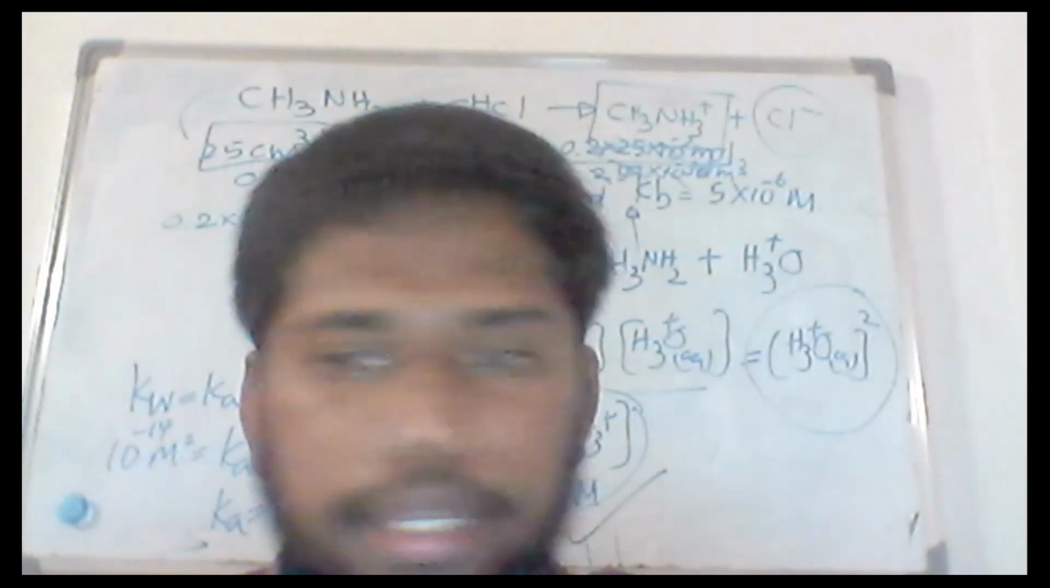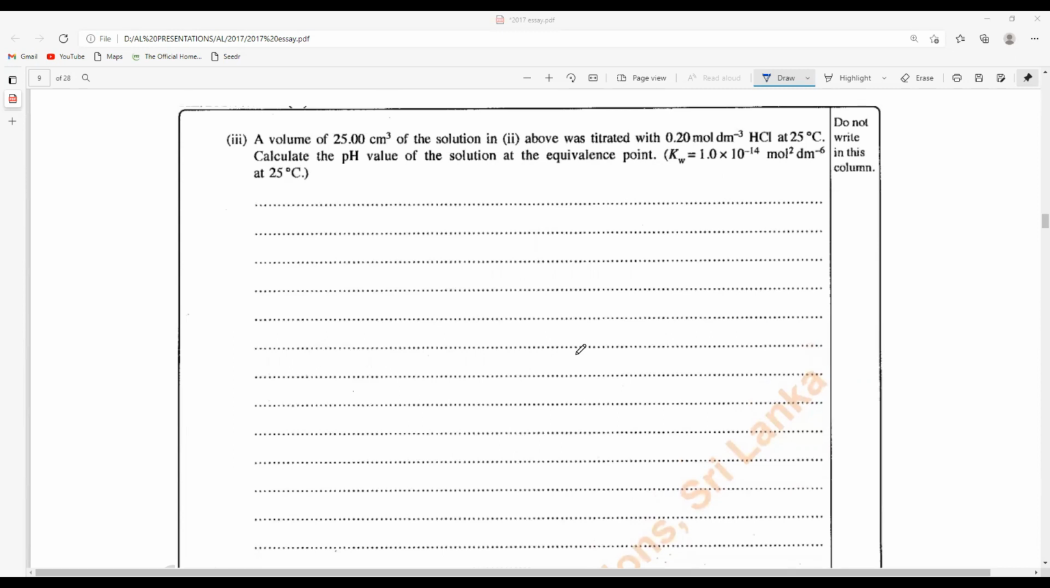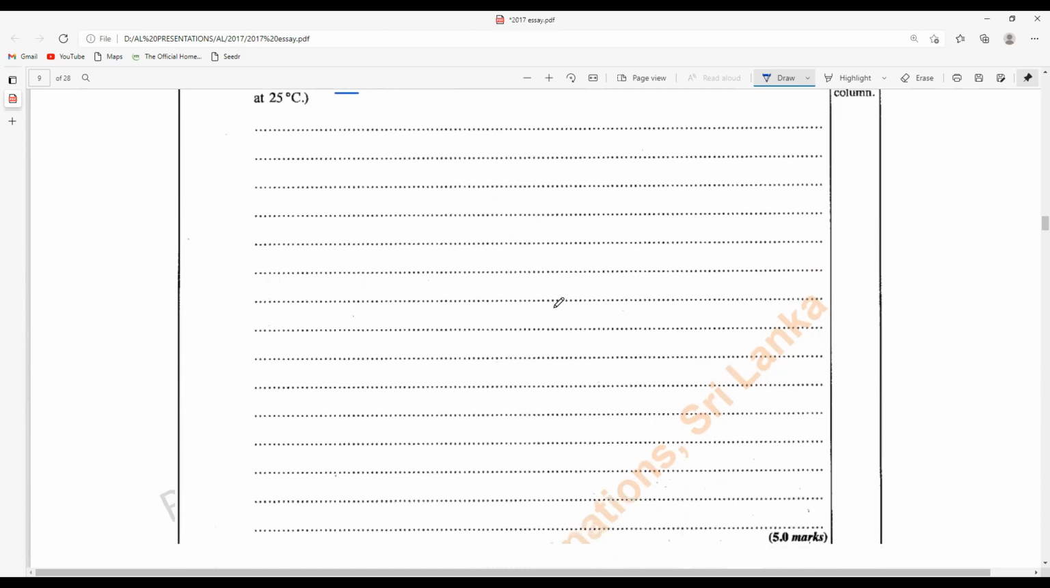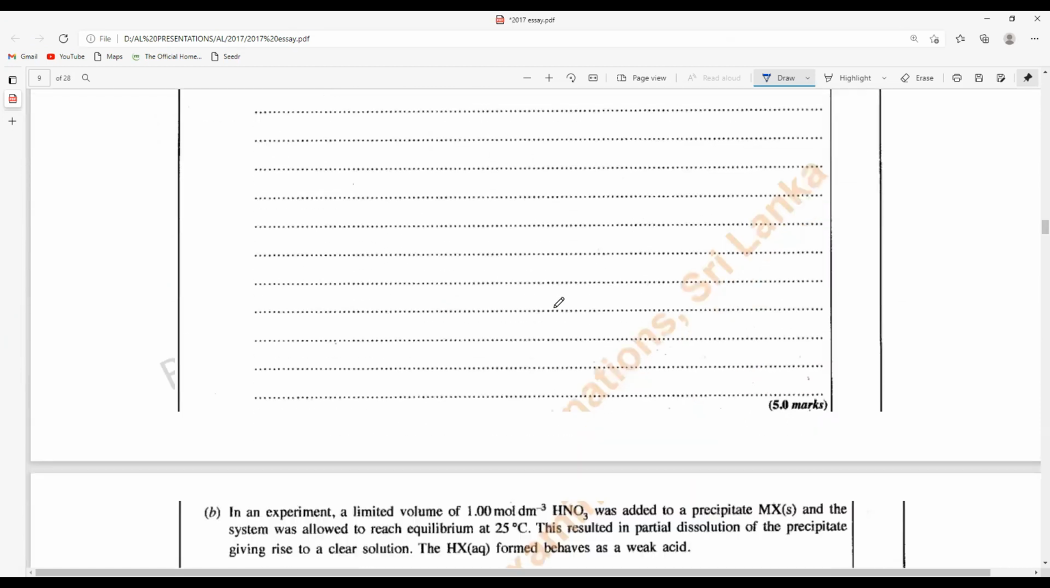So I will share the screen again. So you see some big spaces given here to do all this stuff. Okay, you write down the reaction to find the amount of moles of this CH3NH3+ salt and to find its concentration, and then write down the hydrolysis and mention the [H3O+] squared concentration, and then finally do the calculation and find pH. So you have to find the pH. Okay, so this is done. So the first part is done, right?